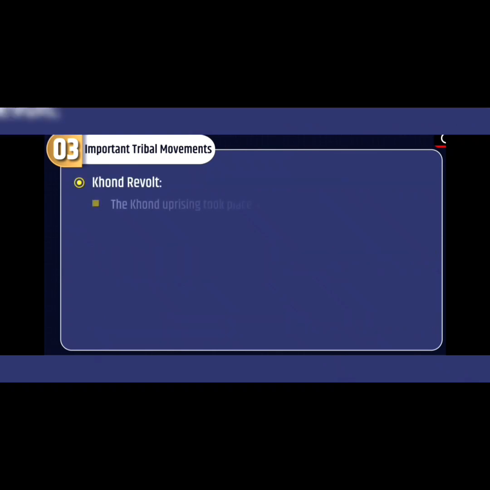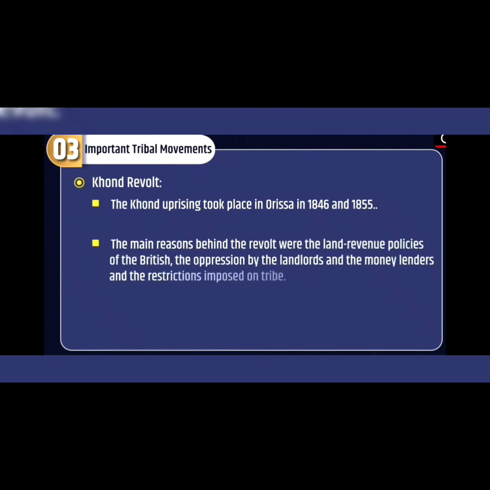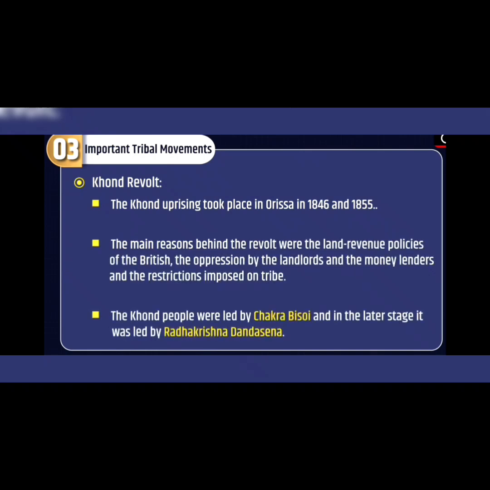Khond Revolt. The Khond Uprising took place in Odisha in 1846 and 1855. The main reasons behind the revolt were the land revenue policies of the British, the oppression by the landlords and the moneylenders, and the restrictions imposed on the tribe. The Khond people were led by Chakra Bisoi, and in the later stage, it was led by Radhakrishna Dandasena.